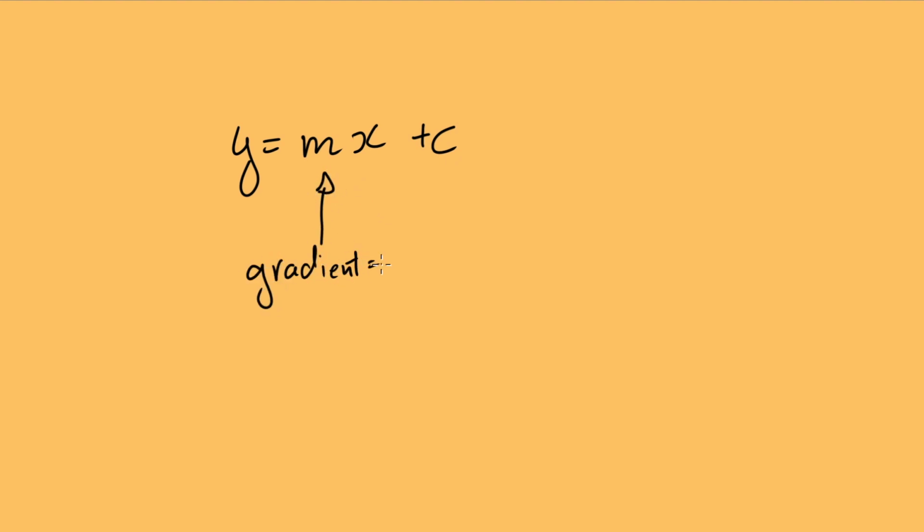My last method uses gradient and y-intercept. It's by far the fastest one for drawing most lines, and it allows you to also answer higher level questions that require you to interpret a gradient or a y-intercept. You know already that in the general line equation y is equal to mx plus c, m, so the number in front of the x, is the gradient. C, the number without the x, is called the y-intercept. This gives you the point where the line crosses the y-axis.